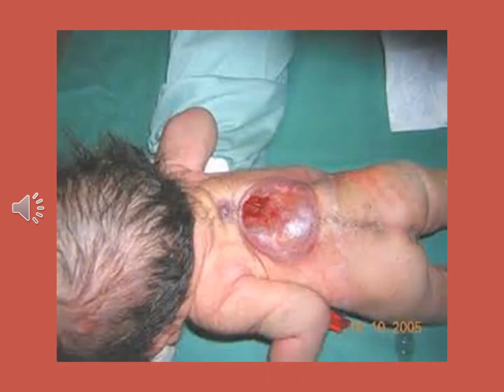This slide and the next slide are just visual examples to show you the severity of the defect and at what level the defect is. It's just so you can have a visual to go with it. I'm not going to talk about anything else. We'll go on to diagnostics.